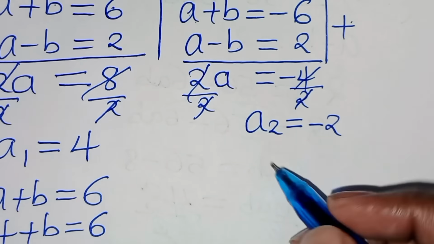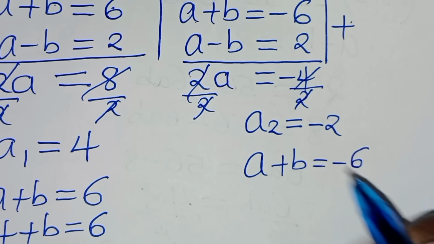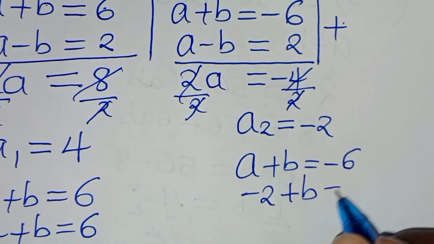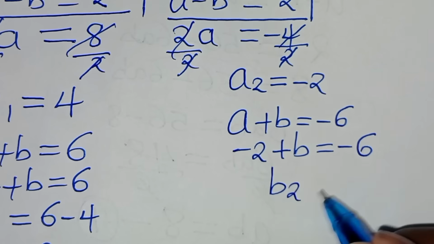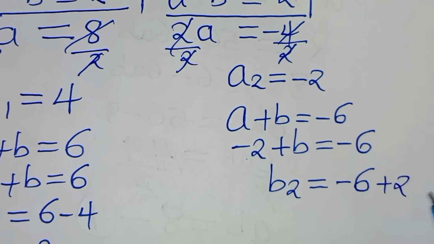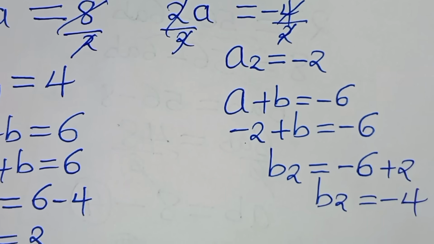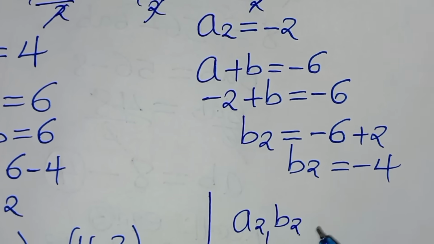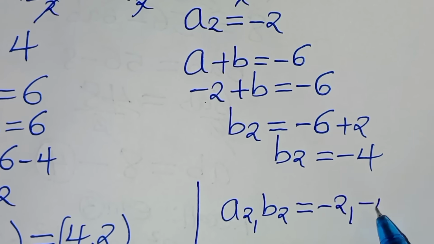So let's solve for the corresponding value of b. We have a plus b is equal to minus 6. Let's substitute a, which is minus 2, plus b is equal to minus 6. So therefore, b2 is equal to minus 6 plus 2. So we have that b2 is equal to minus 4. So we have the second set here of a2, b2. This is equal to minus 2, minus 4.